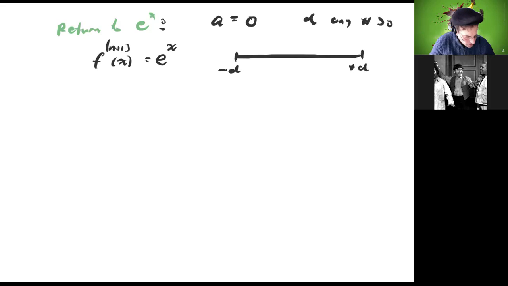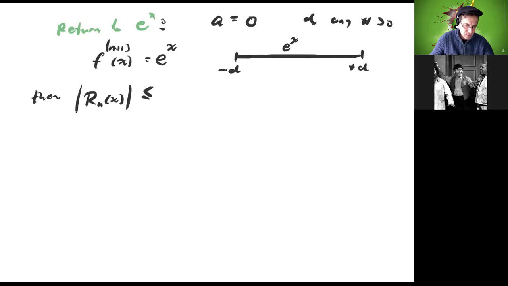Okay, so now according to the Taylor inequality, R_n of x, absolute value, the nth remainder, is at most what? Well, we need to find a bound between minus d and plus d of the function e to the x.